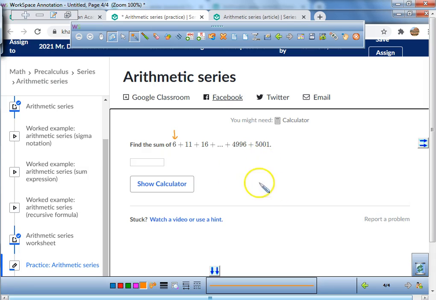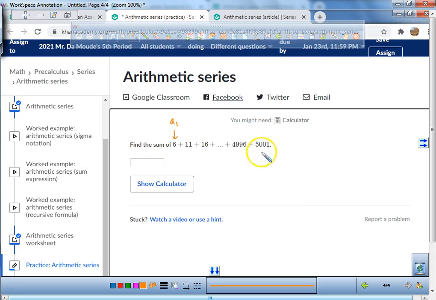Oh well. All right, so here we go. Here's our first term. Here's our last term. I don't know how many there are, but that's our last term. We've got to find the sum of all these. I could keep doing it until I got to 5001, but we're not going to do that. We are going to find how many terms are in the sequence, or series, sorry.